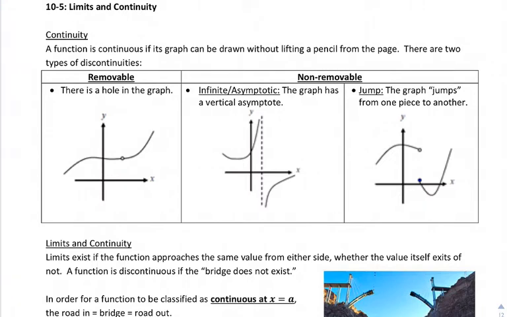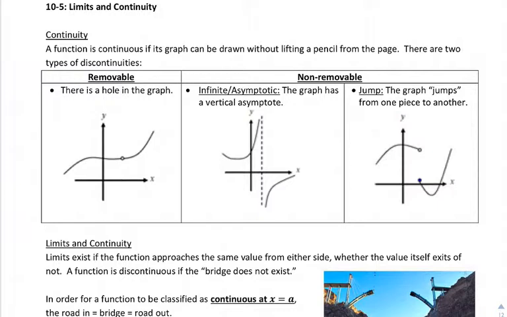Lesson 5 is all about limits and continuity. So remember, a function is continuous if its graph can be drawn without lifting a pencil from the page. There are basically two types: removable and non-removable. If you have seen all of these types before, we're just separating them into two categories. Removable refers to a point discontinuity, when there's just a point missing. Non-removable is your asymptotic and your jump discontinuities.